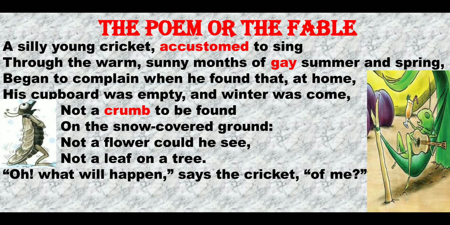Now, the poem or the fable. A silly young cricket, accustomed to sing through the warm, sunny months of gay summer and spring, began to complain when he found that at home his cupboard was empty and winter was come, not a crumb to be found on the snow-covered ground. Not a flower could he see, not a leaf on a tree. Oh, what will happen, says the cricket, of me?